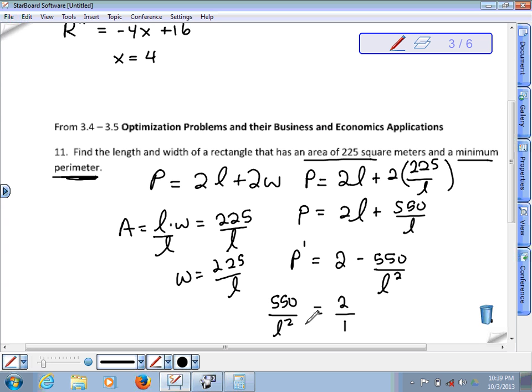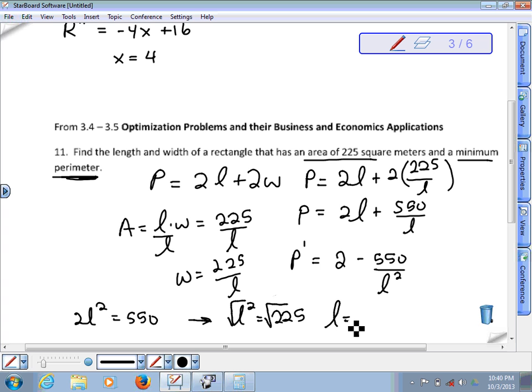One way you can solve a proportion is by cross-multiplying. So multiply those together and set them equal to each other. We're going to have 2L squared is equal to 550, which means that L squared is equal to 225. You square root both sides, and L is equal to, I mean technically it is plus or minus 15, but because these actually represent lengths and widths of rectangles, we consider the feasible domain, which is positive numbers. So the length is equal to 15.